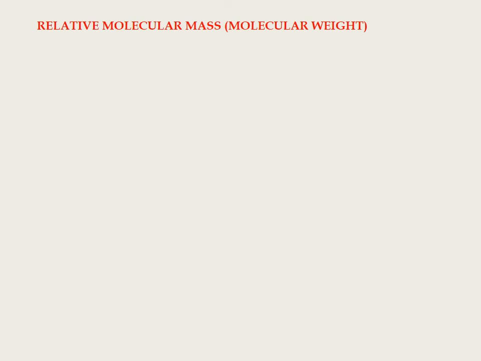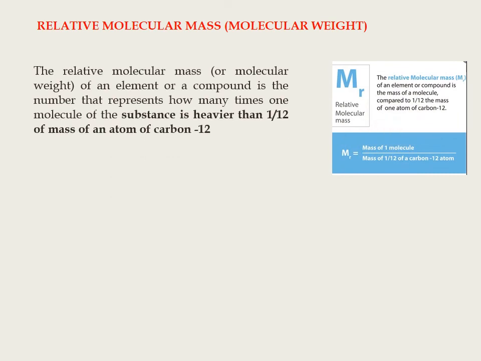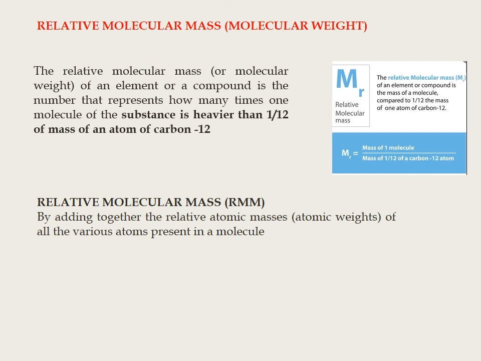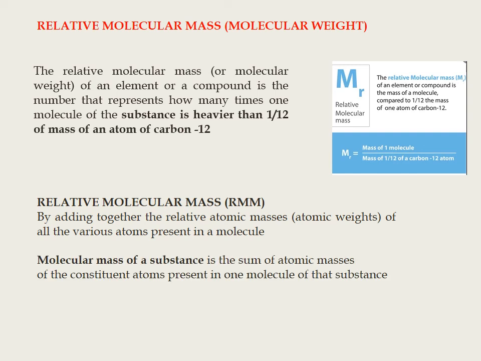Relative molecular mass or molecular weight. The relative molecular mass or molecular weight of an element or a compound is a number that represents how many times one molecule of the substance is heavier than 1/12 of the mass of an atom of carbon-12. The relative molecular mass or RMM is obtained by adding together the relative atomic masses, that is atomic weights, of all various atoms present in a molecule. Thus, the molecular mass of a substance is the sum of atomic masses of constituent atoms present in one molecule of that substance.